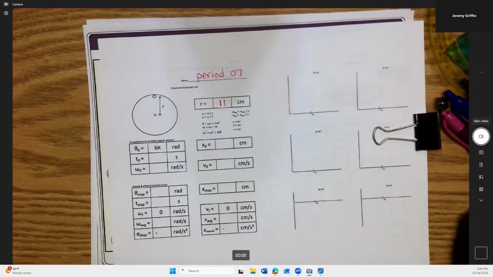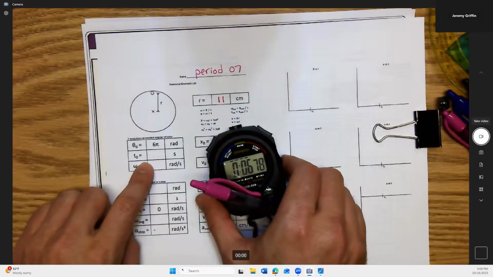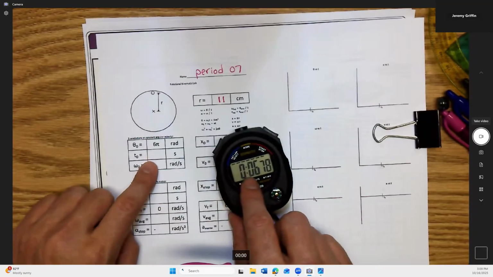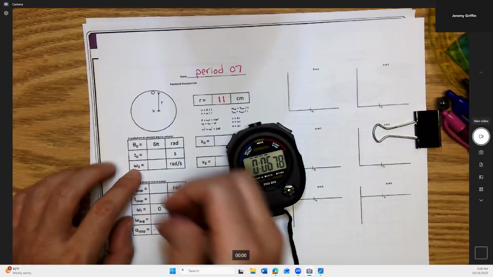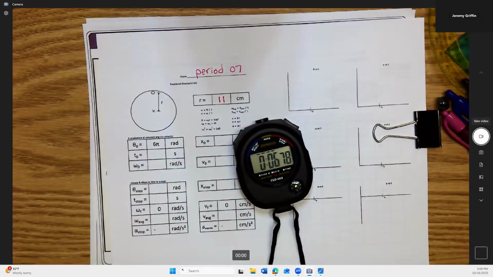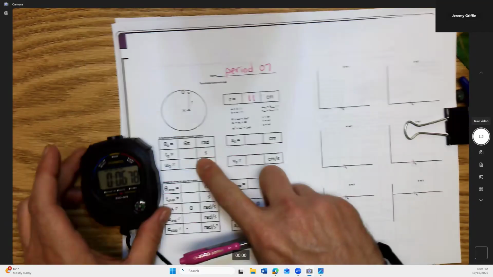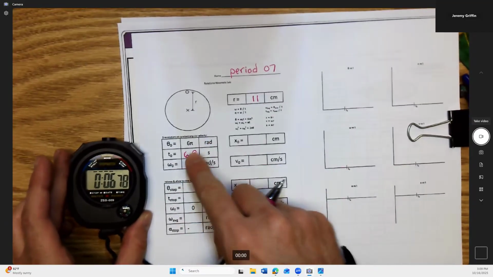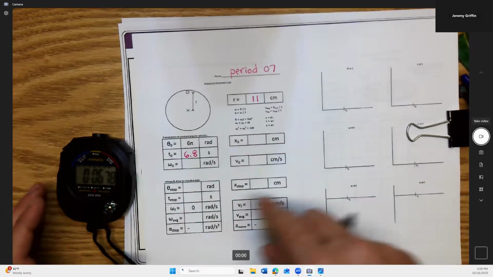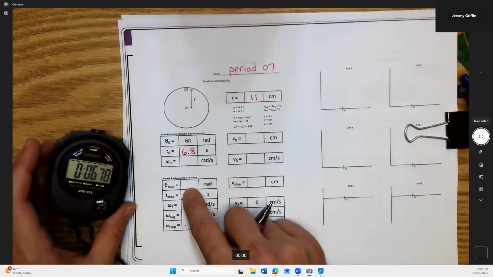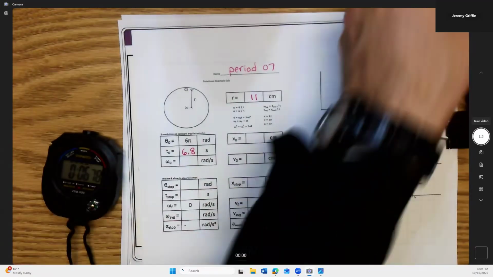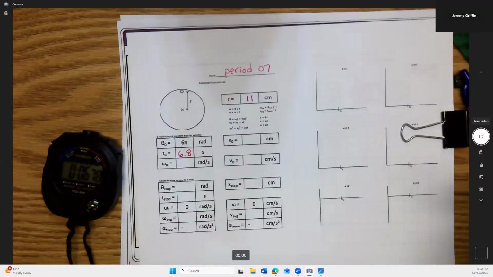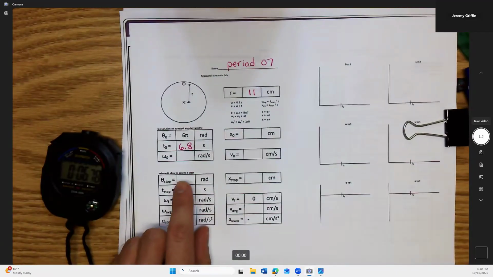Okay. So here, I'll show you guys where I'm going to record that on my paper. Okay. So the time to go 3 revolutions, 6 pi radians, was, I'm going to call that 6.8 seconds, which is this number right here. I'll just round it to 6.8 seconds. Okay? Then I let it go. And it was just going. Okay? And in addition, 350 degrees, because it was almost 360, but it was 10 degrees short.